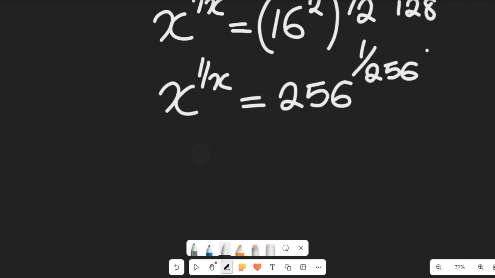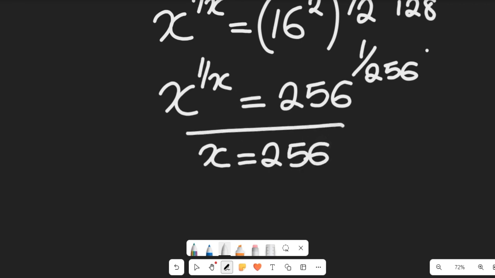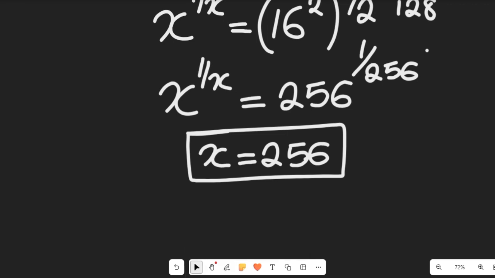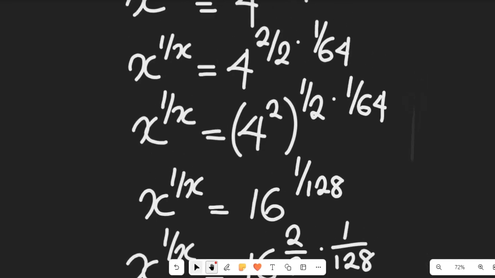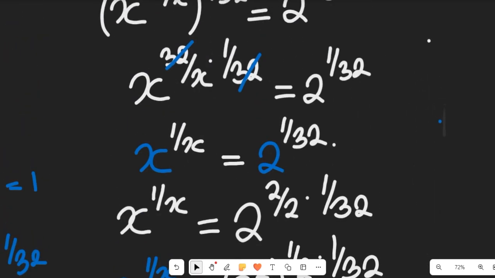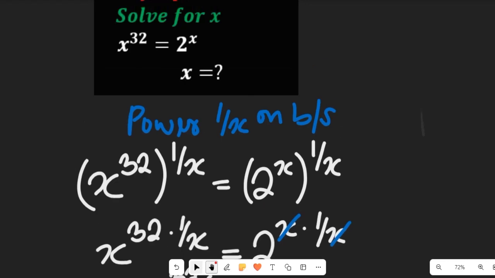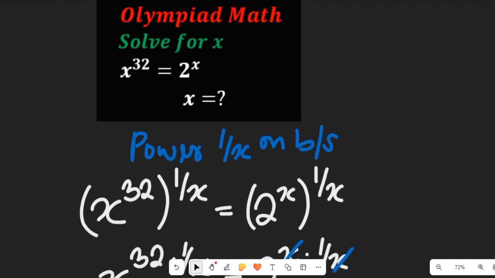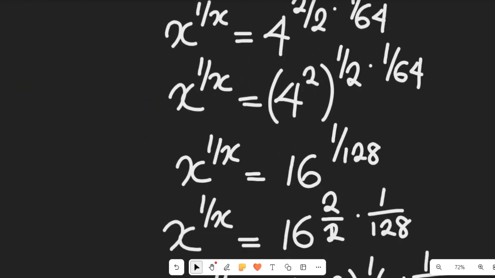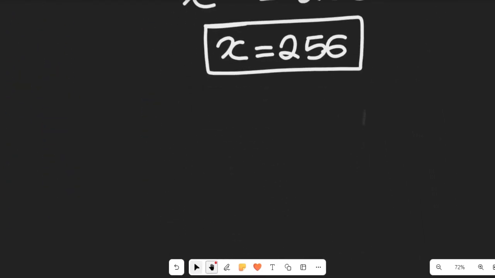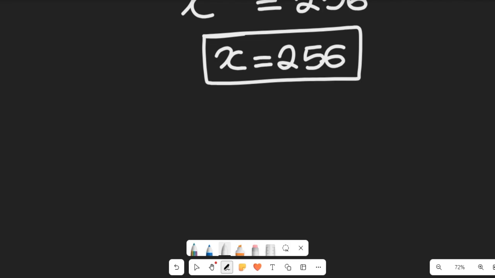So you see the denominator is the same as the numerator. Now from this expression, you can agree with me that x is equal to 256, and that is the solution to the math expression given up there. Now we are going to verify whether our solution is actually right. What's the initial question given? x to the power of 32 equal to 2 to the power of x. Let's insert the value x equal to 256 and see if we get the actual solution.